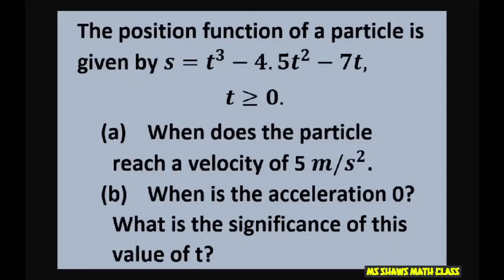Everyone. The position function of a particle is given by s equals t cubed minus 4.5t squared minus 7t, and t is equal to 0 or positive. So we're going to answer these two questions. When does the particle reach a velocity of 5 meters per second? And when is the acceleration 0? And what does that mean? What's the significance of this value of t?